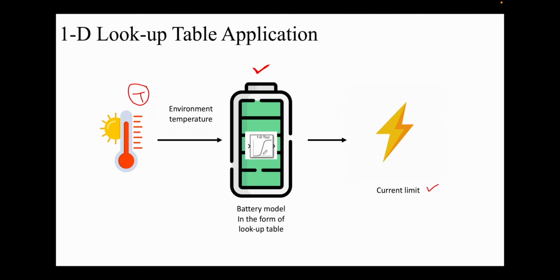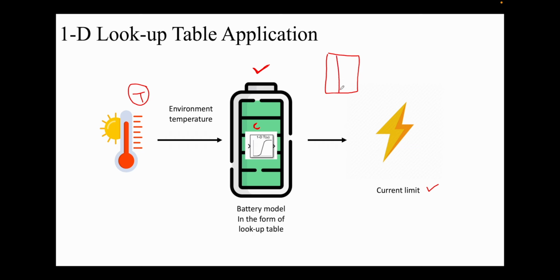So we will have a lookup table which will tell what the current limit is. The environmental temperature will be taken into consideration in this case. So why is environmental temperature taken into consideration? If the temperature of the environment is high and you are applying a very high current to the battery, then the battery will heat up and you will damage the battery with this high amount of current.